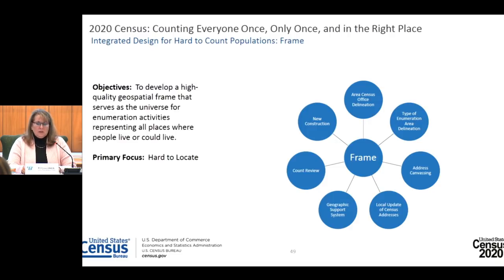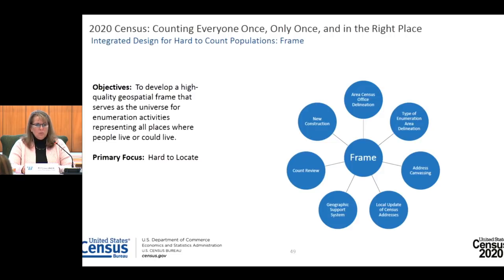Frame. The objective of our frame efforts is to develop a high-quality geospatial frame for enumeration activities, representing all places where people live or could live. As such, our frame operations focus on the hard-to-locate segment of our hard-to-count framework.